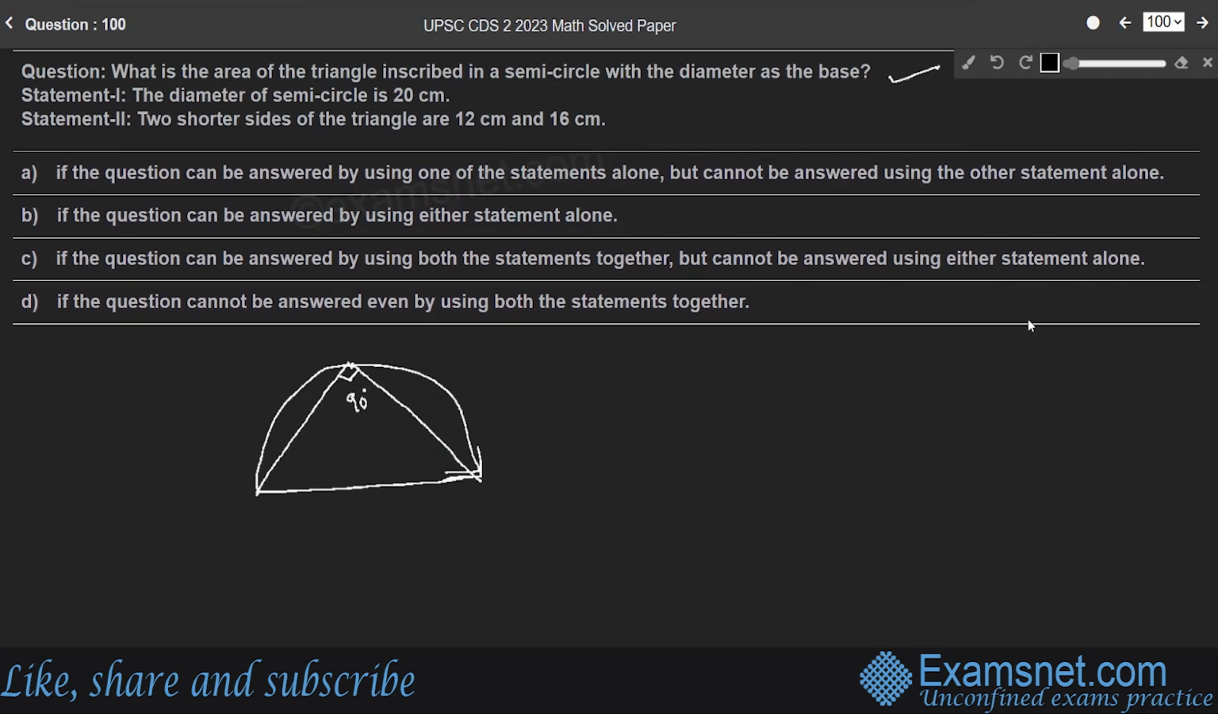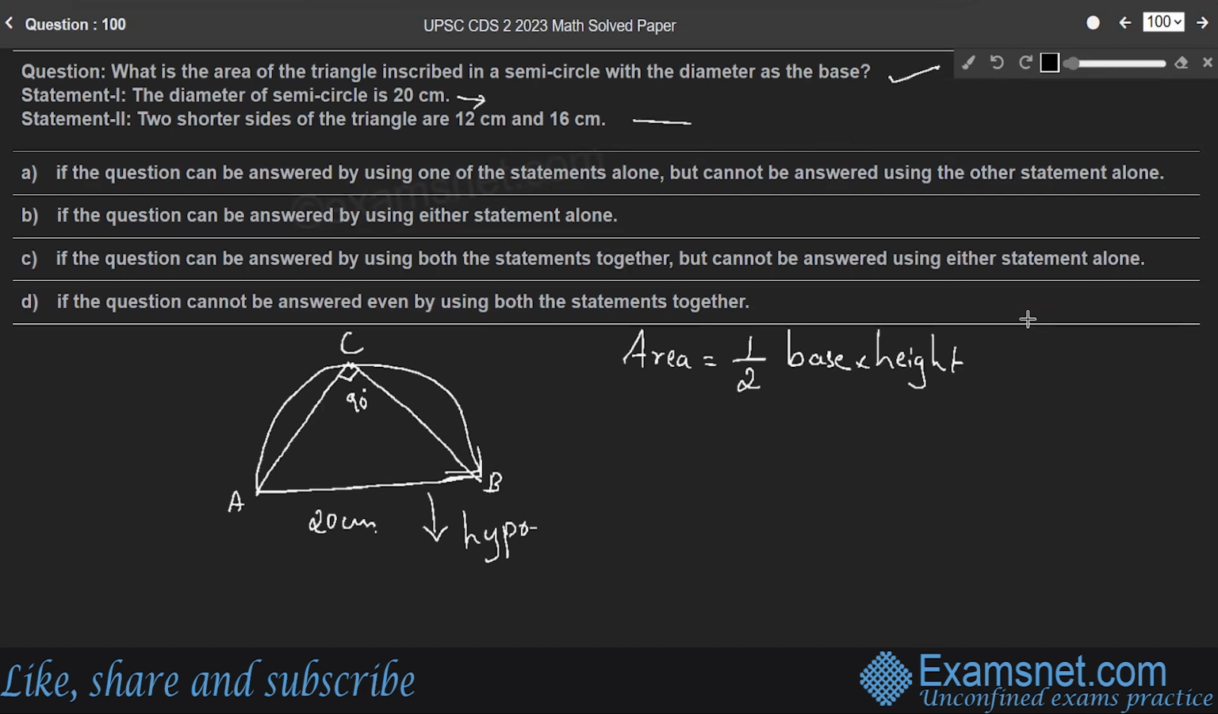Can we find its area? The diameter of the semicircle is given as 20 centimeters. Can we find the area? To find the area, we need base and height, half into base into height. In case of a right angle triangle, the base is one of its sides other than the hypotenuse. The base of the triangle, AB, becomes the hypotenuse, whereas AC and BC are the other two sides, base and height.